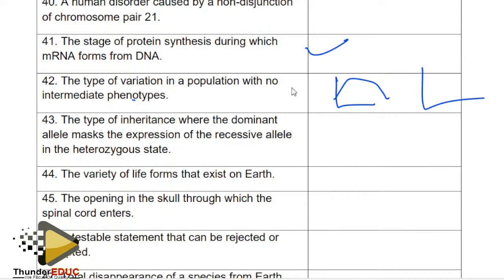I'm just emphasizing this because I might not give you examples when you reach there, when you're trying to do highlights. The type of inheritance where a dominant allele masks the expression of a recessive allele: complete dominance. Meaning that if it's capital T, small t, this one is completely dominant over this. Variety of living life forms that exist on Earth is biodiversity.